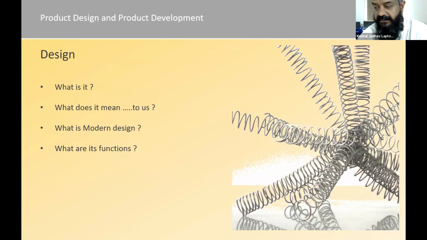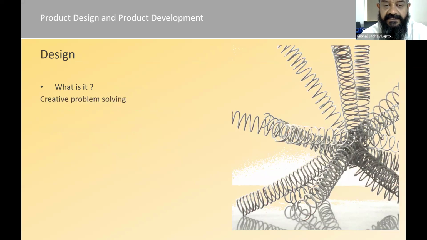So now we'll majorly deal with these four questions, which are very basic to everyone. As there is a little less awareness about design, it is widely misunderstood. It's supposed to be sort of art or hobby or something like that. But I think these four questions are very vital in terms of the understanding of design. First is, what is design? What does it mean to us? What is modern design and what are its functions? So, basic four questions we'll deal with today.